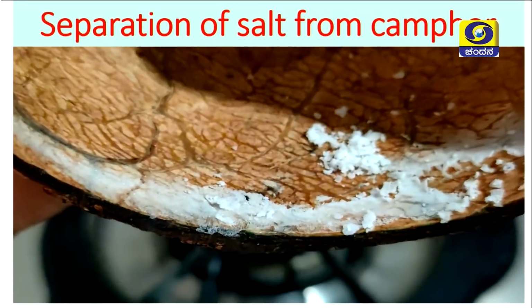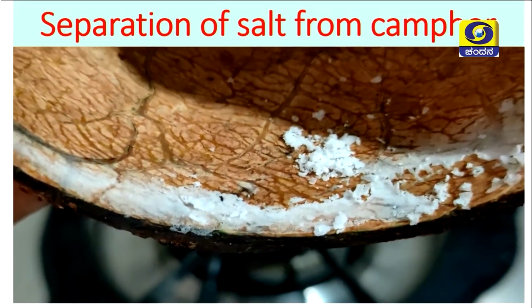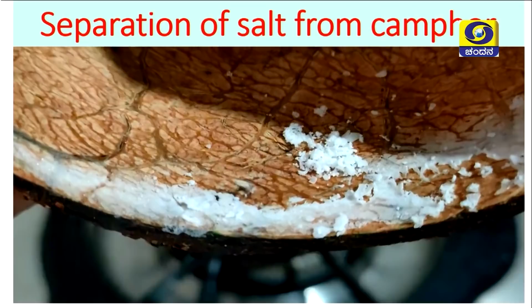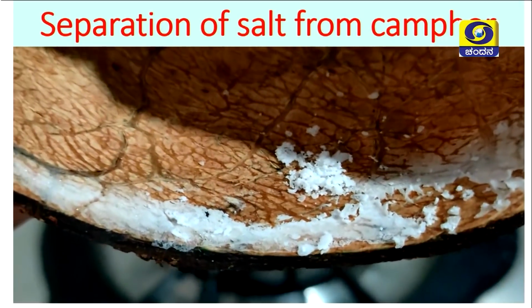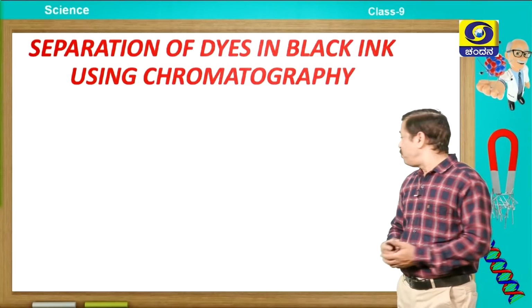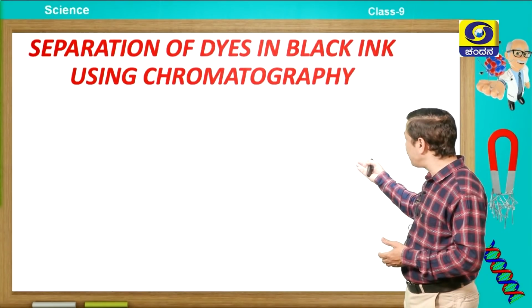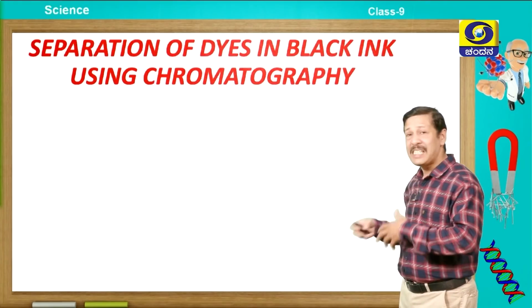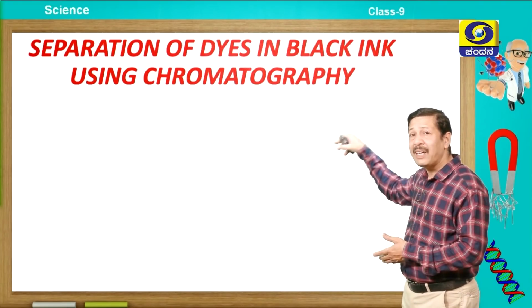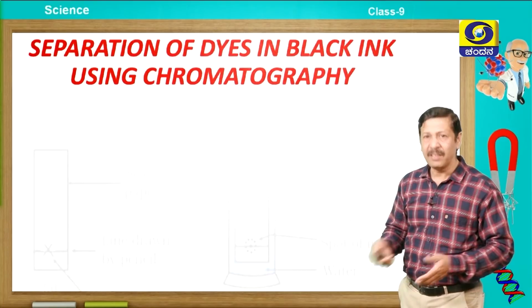This is the camphor found attached to the coconut shell, right? This is similar to the process I showed in the figure, right? Now, here is the separation technique chromatography, where we are separating several colors from a color mixture, right?